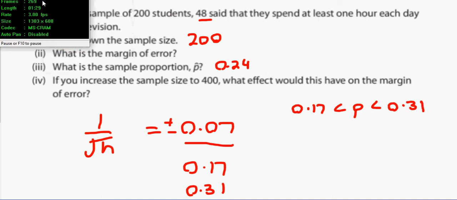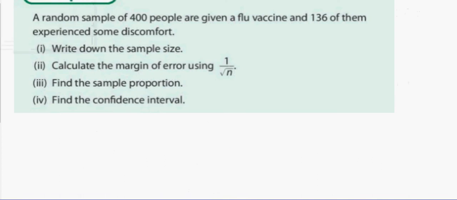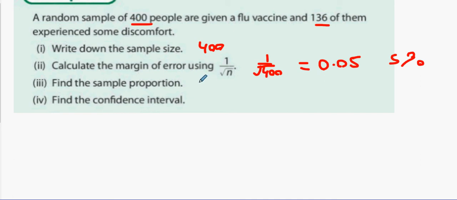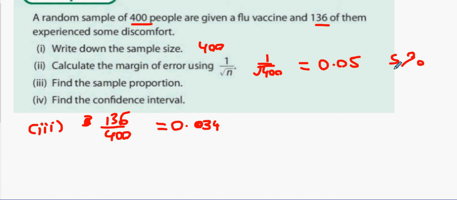All right, guys, write down the sample size, 400. Write down the margin of error, 1 over the square root of 400, which all you guys told me was 0.05 or 5%. Find the sample proportion. 136 divided by 400. 0.34. Yeah. Great. Now, this gets much easier. So 0.34, and take away 5 and add 5.